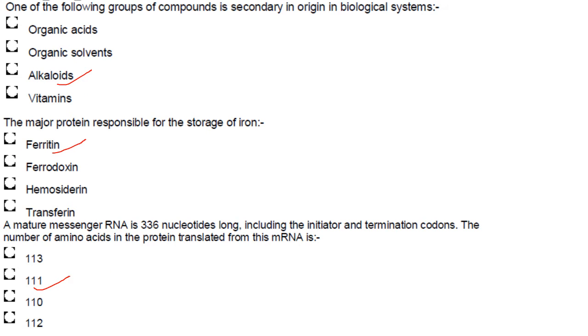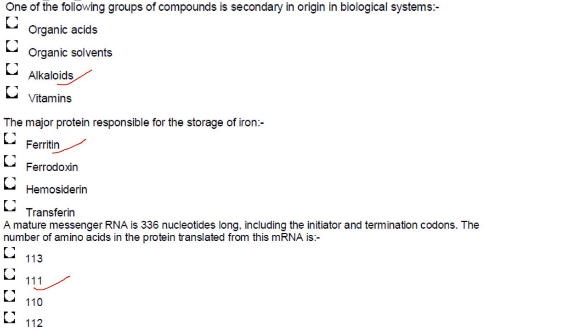One of the following groups of compounds is secondary in origin in biological systems. So what is this? Organic acids, organic solvents, vitamins, alkaloids. Alkaloids are secondary metabolites, whereas others are not secondary metabolites in plants. Then next one. The major protein responsible for storage of iron is ferritin. Answer is option A.